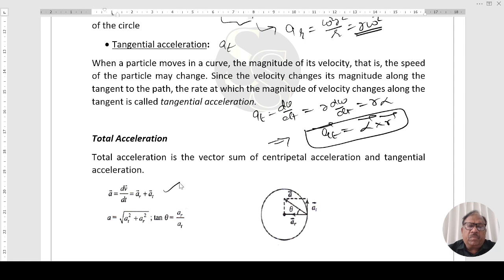That is the vector sum. The magnitude is given by this, the direction is given by this. This is the radial, this is the tangential, this is the total linear acceleration. Making angle theta with the radius vector, then tan theta equal to a_R by a_T. Right? Now, let's start with the questions.